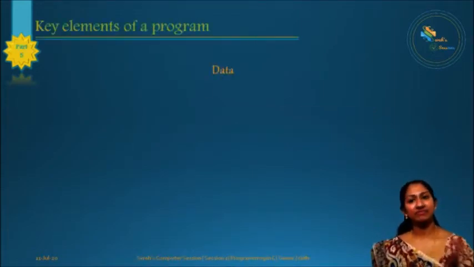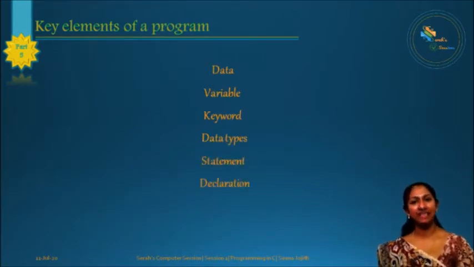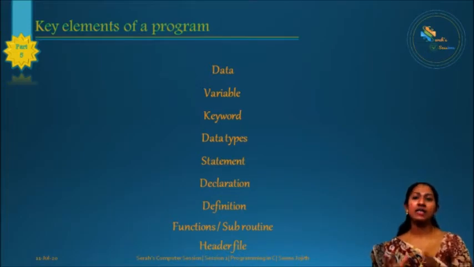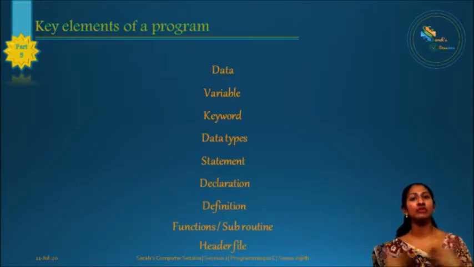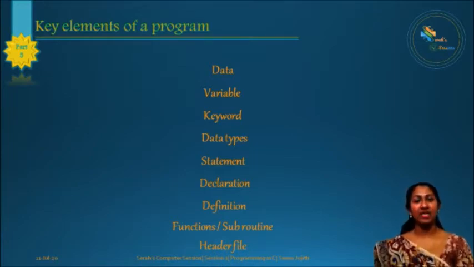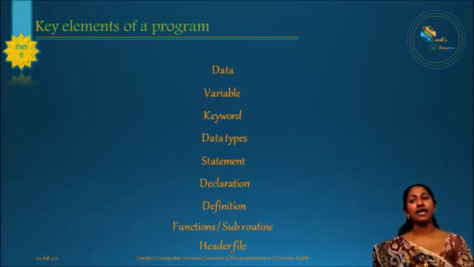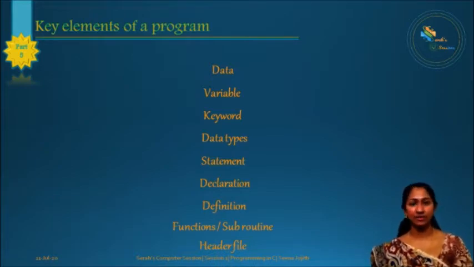So they are data, variable, keyword, data types, statement, declaration, definition, functions or subroutines, and header file. These are the basic elements that you have to use when you write a program. We have to actually understand clearly what all these things are before moving on to the program structure. At least the definitions should be learned before we see the structure of a program.